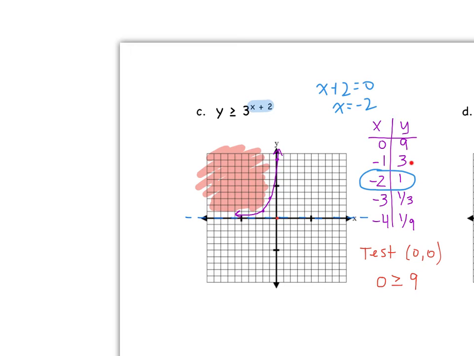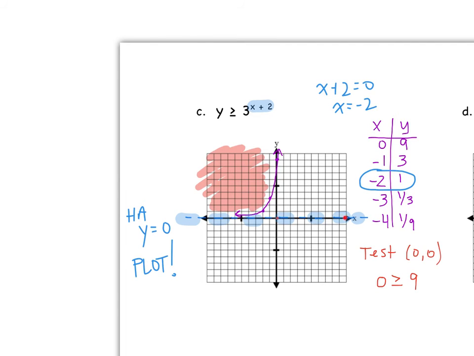When x is -1, we get y to be 3. When x is 0, we get y to be 9. And when x is -3, we get 1/3, and -4, 1/9. So we go ahead and plot those. Now notice we still have a horizontal asymptote here, and our horizontal asymptote is y equals 0. We still have to make sure we plot this. So we've got that plotted nicely. Again, I've got a solid graph because it's greater than or equal to.